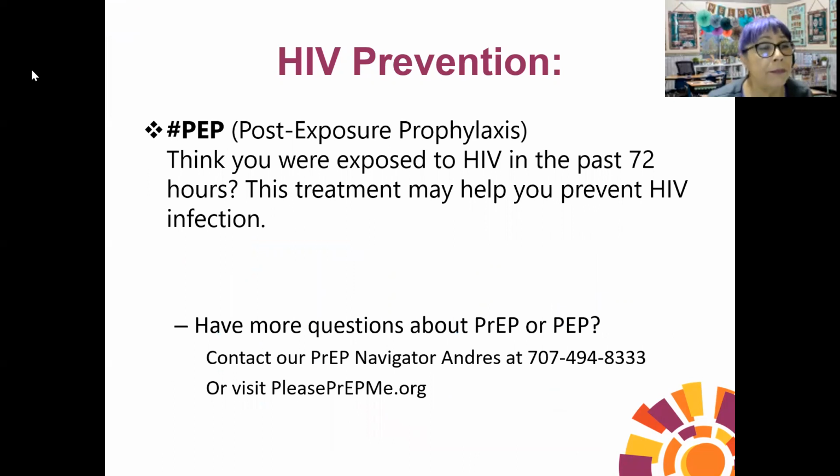So PEP. PEP is something that someone can use if they believe they might have been exposed to HIV. In the past, we used to use PEP for health workers who would draw blood and would get stuck by a needle or something. They would use this medication to make sure to prevent the infection of HIV.